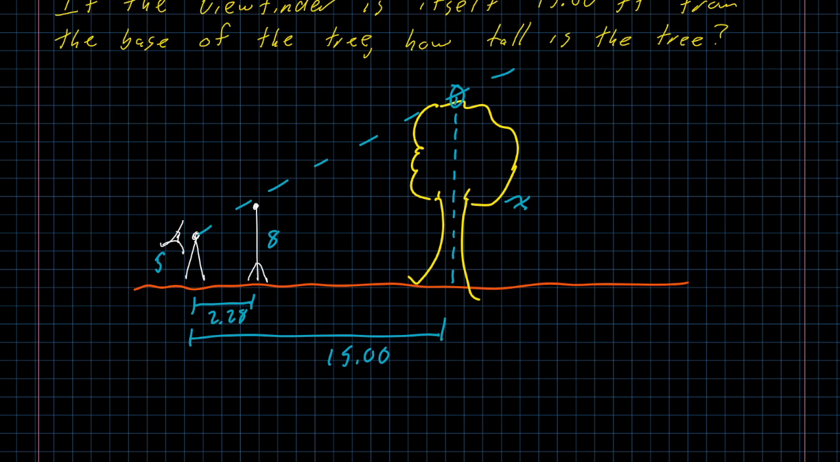The next thing that jumps out at me is that we have some parallel lines. I think it is safe to assume that my reference mark is entirely vertical and that my tree is entirely vertical. Even if the tree is not vertical, we're trying to measure its vertical height. So, if the tree is at an angle, we're still measuring the vertical height, not the length of the trunk.